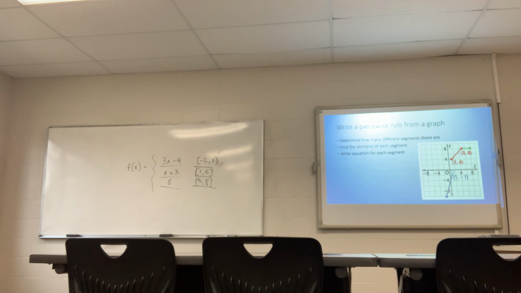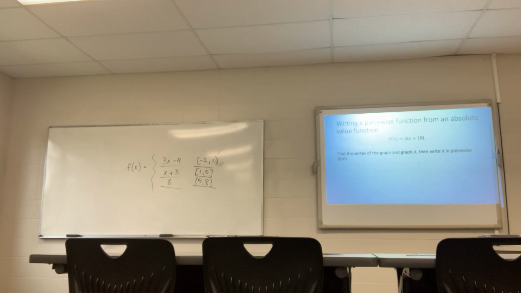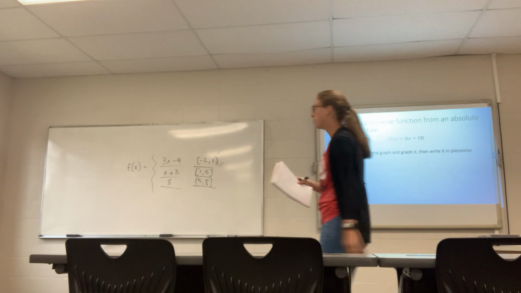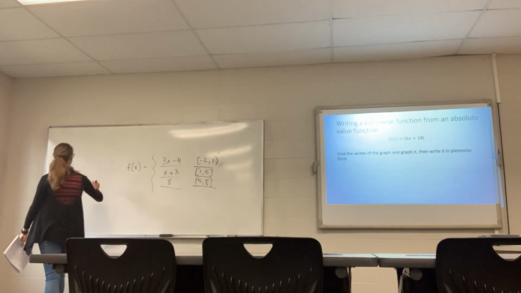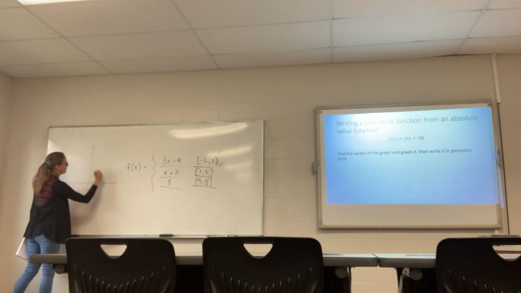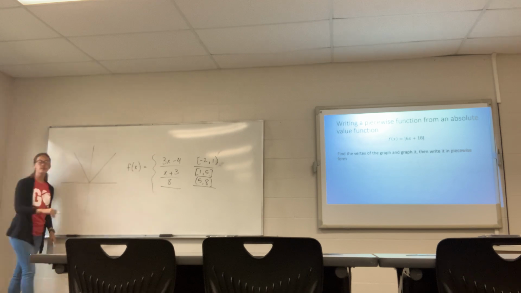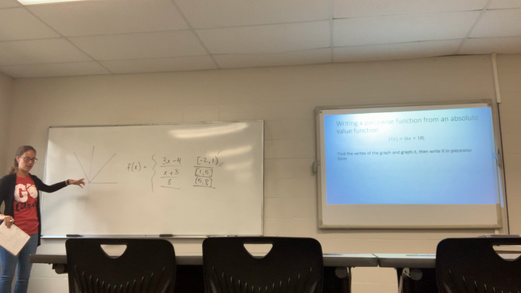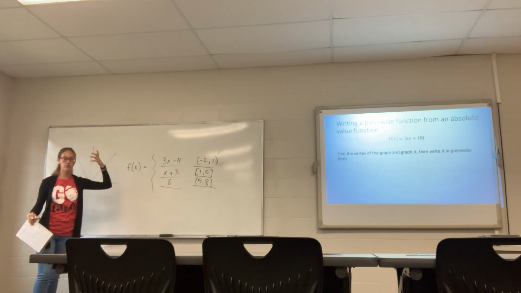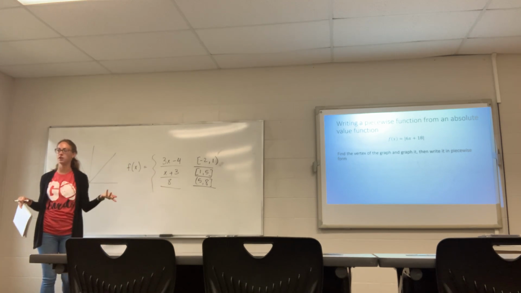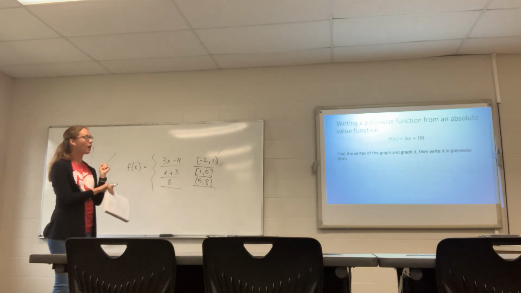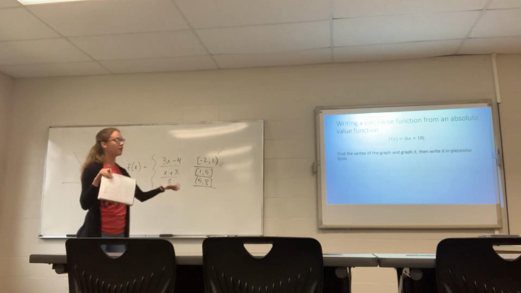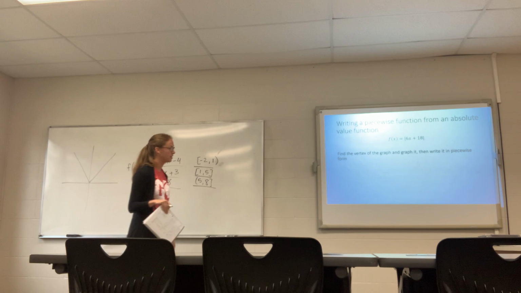Okay, then the only last little new concept is writing a piecewise function from an absolute value function. Because if we think about an absolute value function, those are these V graphs. Aren't these technically two pieces? Like one piece has an equation where the slope is negative, and one piece has the equation where the slope is positive. It's like two pieces of a graph. So absolute value graphs can all be written as piecewise and vice versa. So we can go back and forth between the two of them.